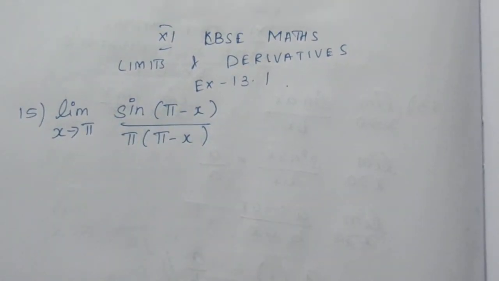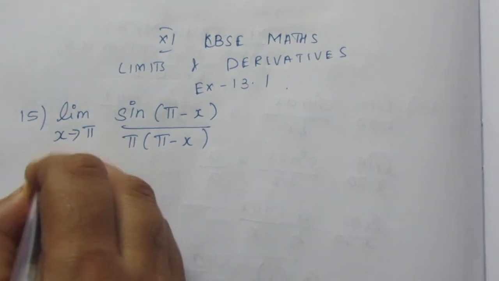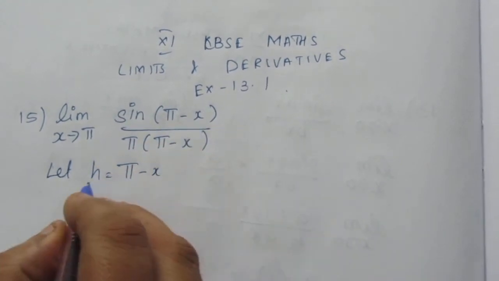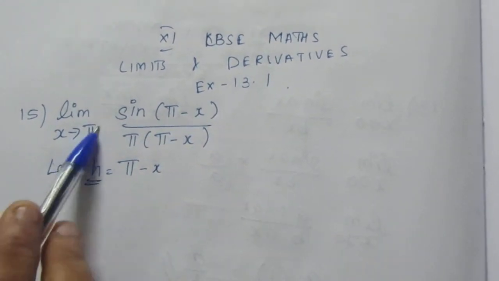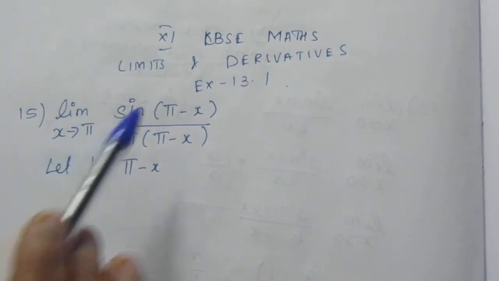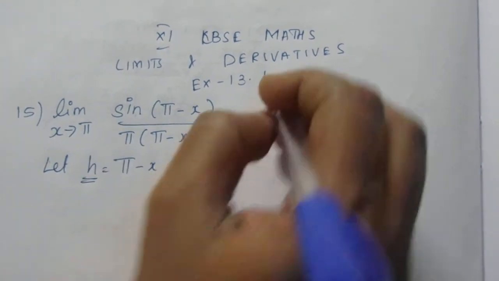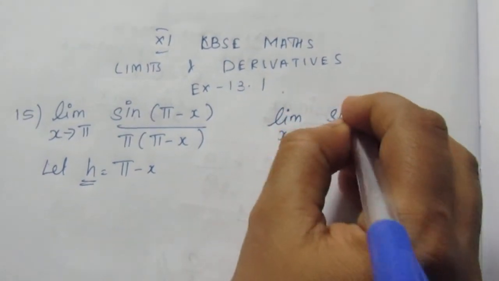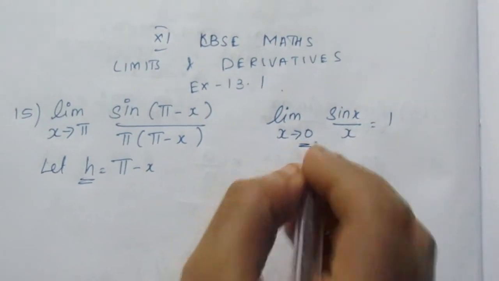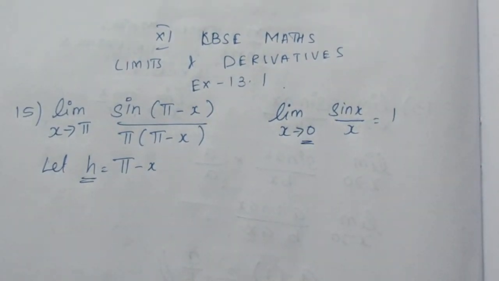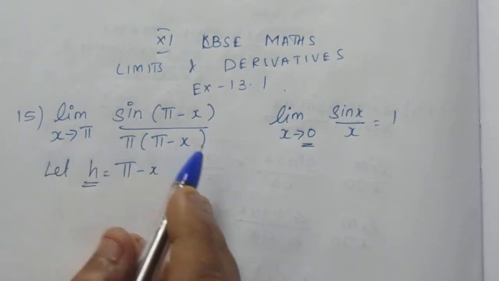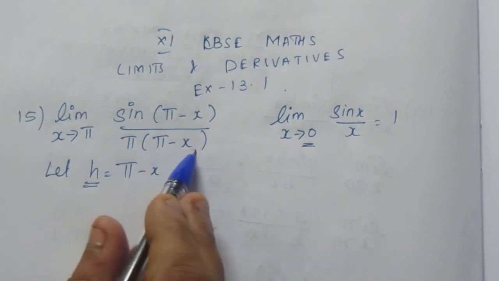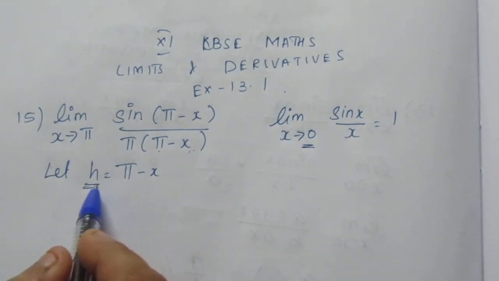For that reason, I am going to take a variable, let h is equal to pi minus x. The denominator I am going to take to be h. I want to change my limit to 0. Only then can I apply my sine formula, because the sine formula is limit x tends to 0, sin x by x is equal to 1. I can apply it only when x tends to 0. Here x tends to pi, so I can't apply it. I want to change my limit to 0. For that reason, I take the denominator value, that is pi minus x, to be h.